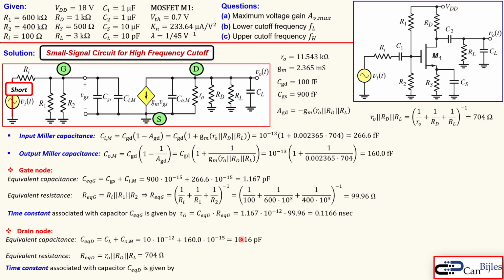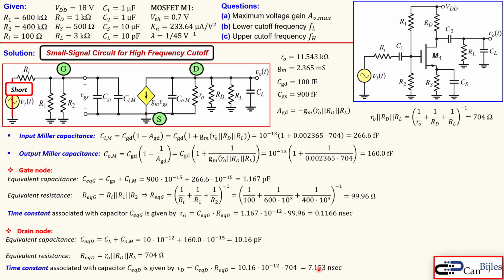So together we can calculate now the time constant associated with this drain node. So tau D is then the equivalent capacitor at node D times the equivalent resistance at node D, and that is in this case 7.153 nanoseconds.